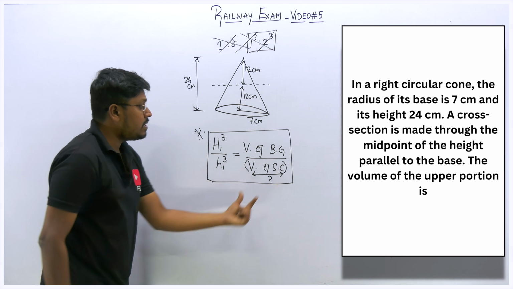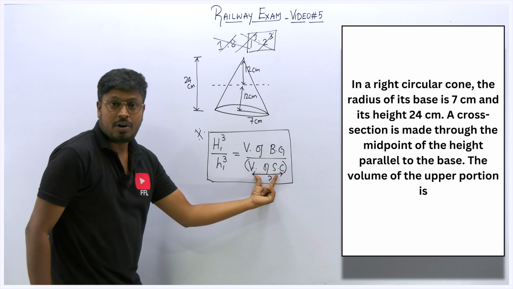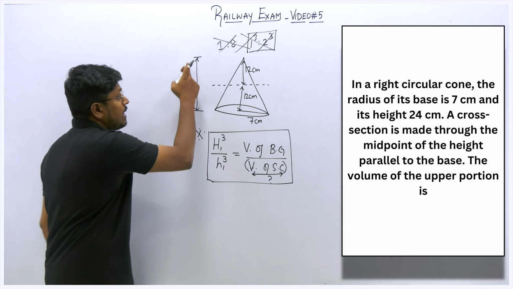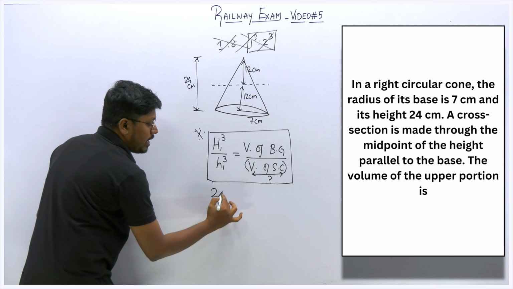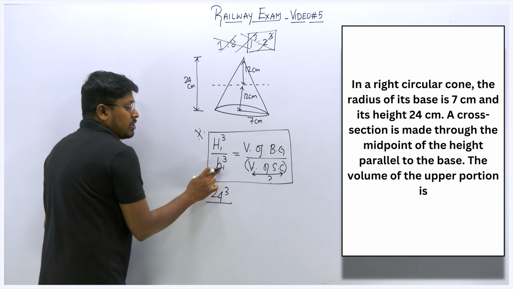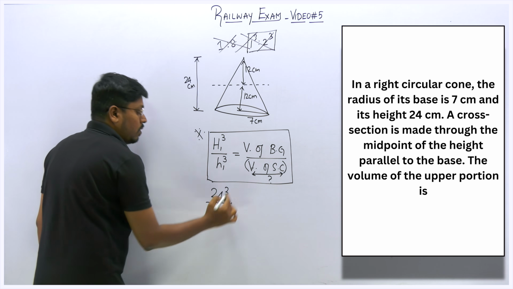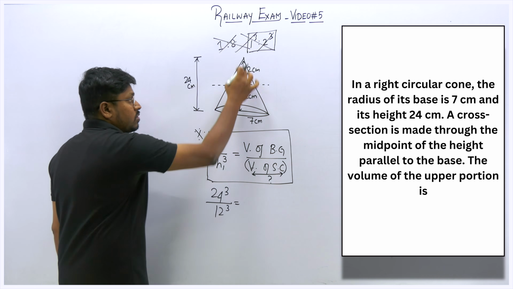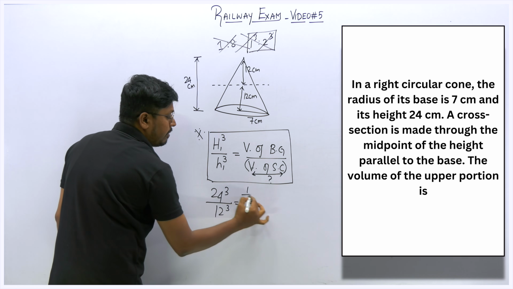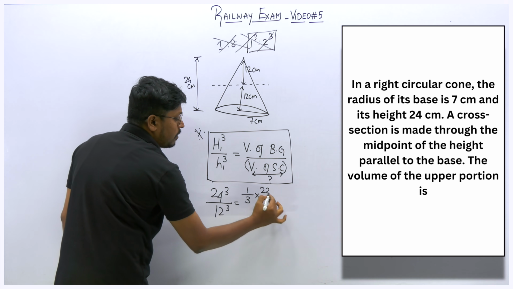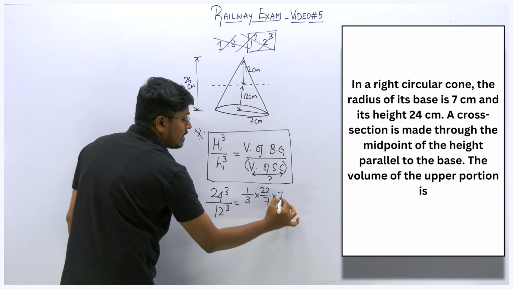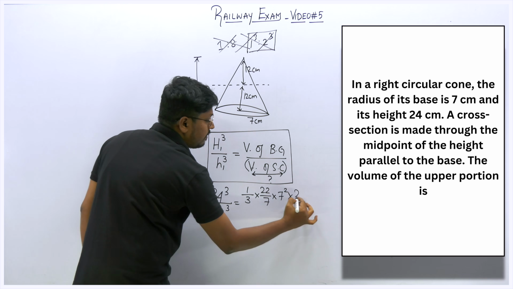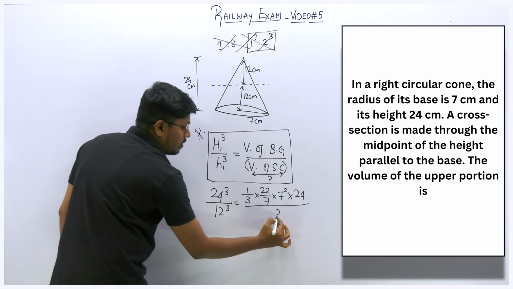So now our target is to find the volume of the smaller cone, but we have all the remaining values. The total height is how much? 24. So 24 cube divided by the smaller height, which is 12 cube, is equal to the volume of the bigger cone. The volume of the bigger cone formula will be 1/3 pi, 22 by 7, r square, 7 square into h. So h for the bigger cone will be 24, divided by total question mark.